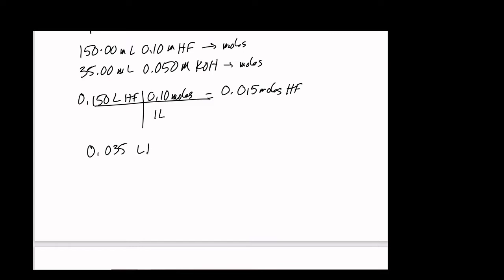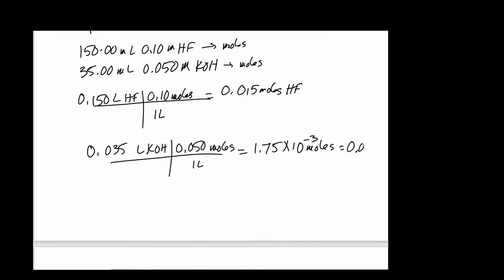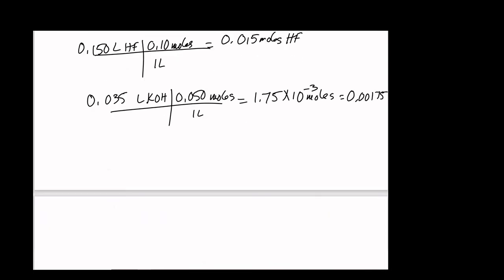0.035 liters of KOH times 0.050 moles per liter equals 1.75 times 10 to the minus 3rd moles of KOH. And we could just say that's equal to 0.00175. Might be a little easier to write.